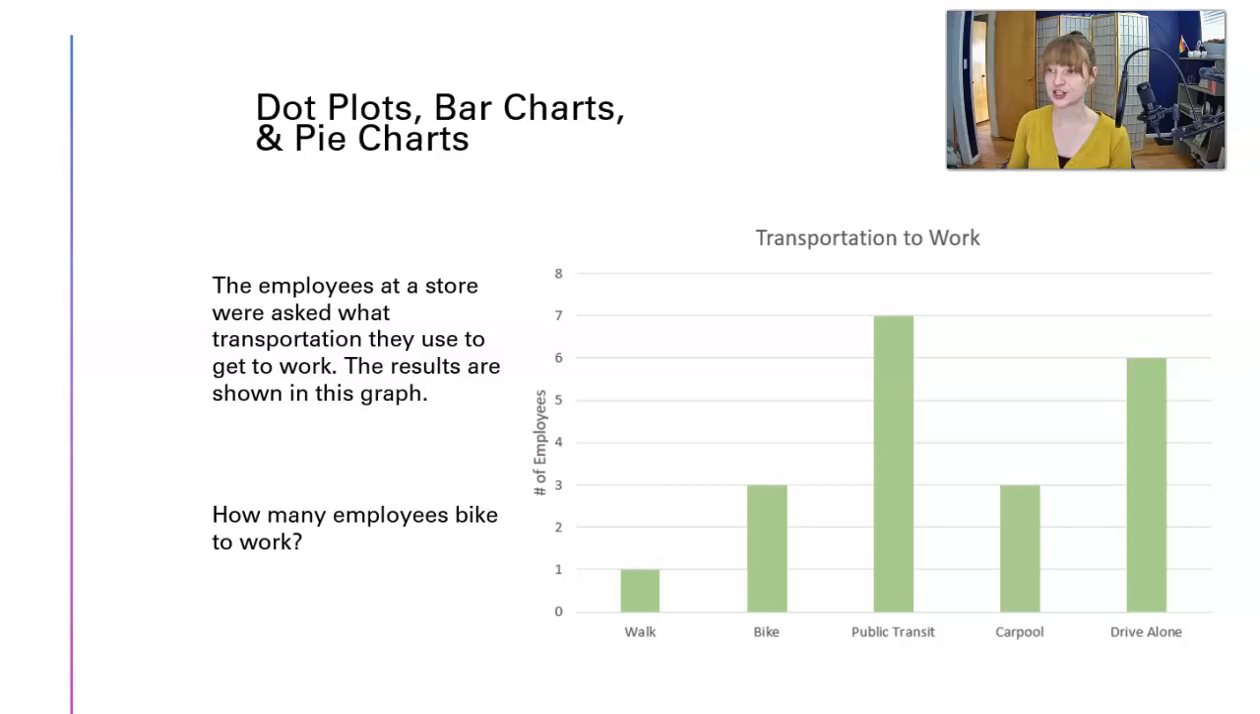We also had bar charts that look like dot plots, only they have bars and a scale on the side. But these are still counts.